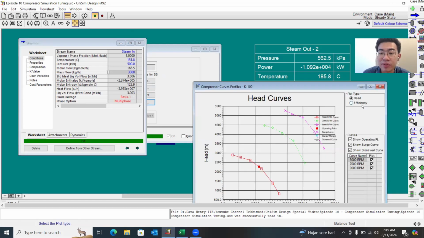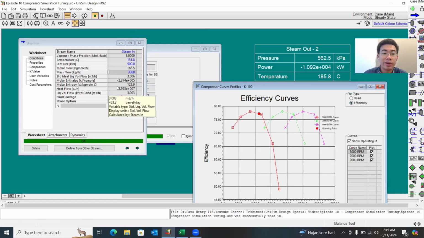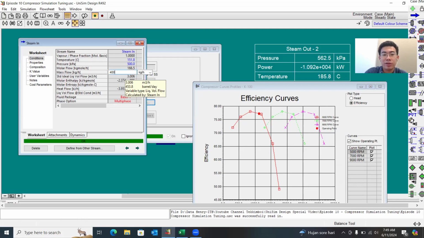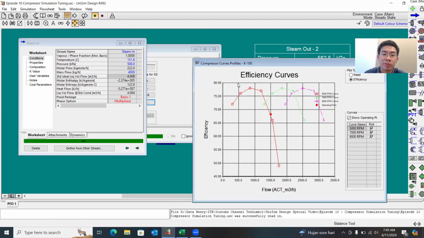Now, if I plot the efficiency tab, you see that we have a lower efficiency at higher flow in this case. But if the operating flow is around this point, 300 to 1000, we have an increase of efficiency if we increase the flow. Okay, I will change back.